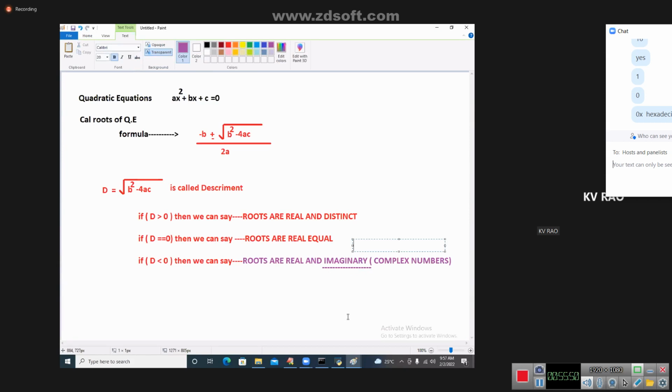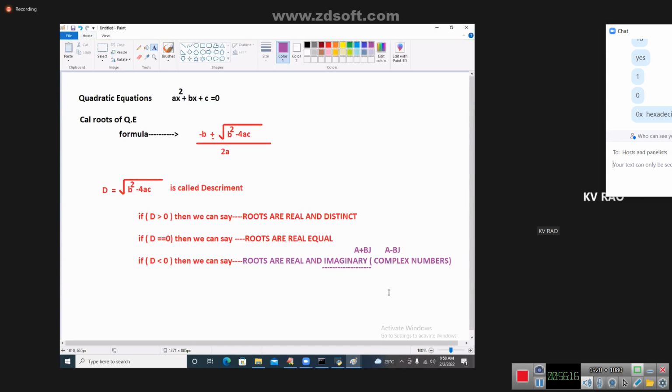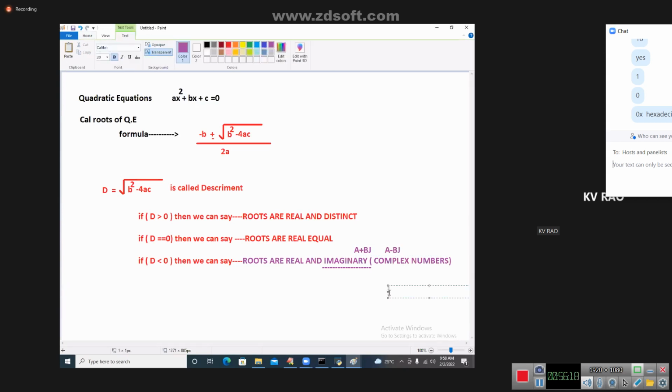What is the format of an imaginary number? Generally, a plus bj, or a minus bj. What is that? A is called the real part. B is called the imaginary part. And j is called the square root of -1.